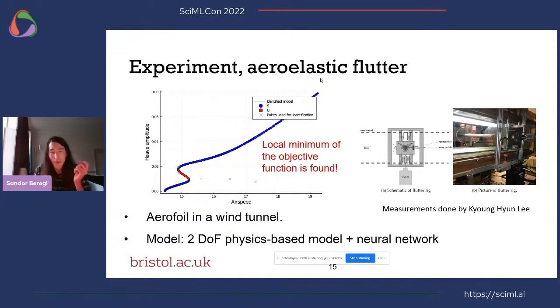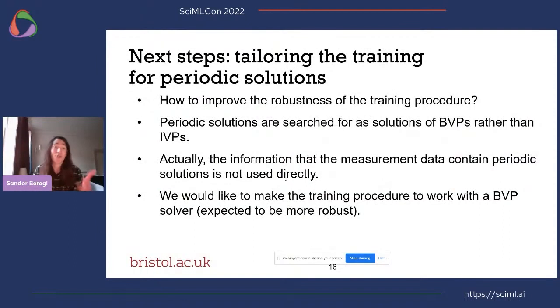Unfortunately, we found that the solution was quite sensitive to the initial conditions of the training algorithm. So it very often converged to a local minimum instead of a global one. And in this case, as you can see, the characterization of the system behavior is, well, suboptimal, as they say. So this raised the question: how can we improve the robustness of the training procedure?